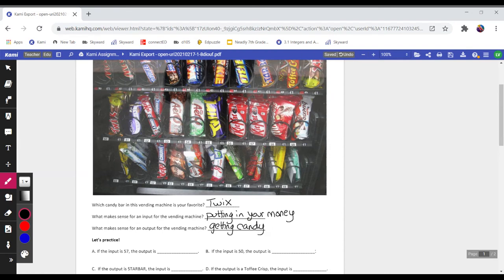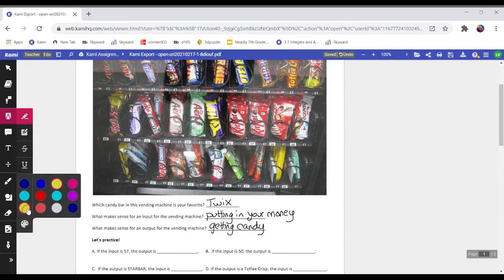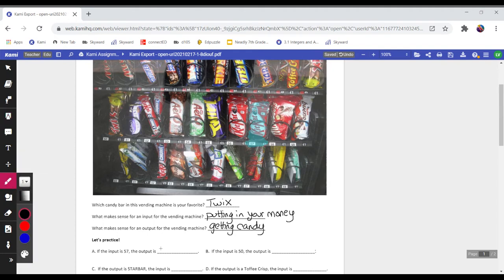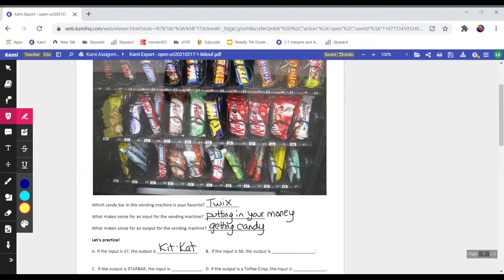So we're going to go ahead and practice this. Letter A. If the input is 57, what is the output? Well, I'm going to look for number 57. Oh, number 57 is right here. That's a Kit Kat. So if you input 57, the output is going to be a Kit Kat. Letter B. If the input is 50, your output is going to be a Twix. Yum.